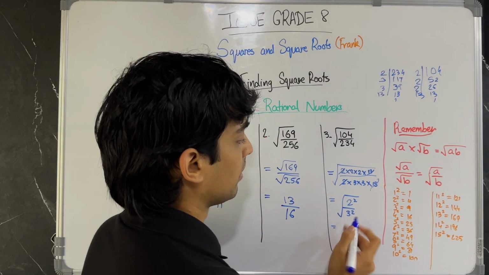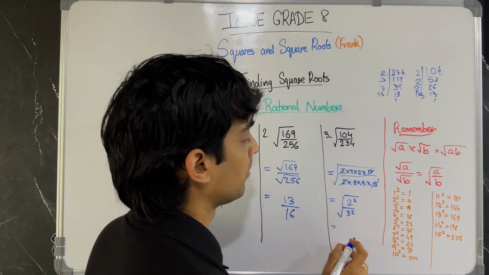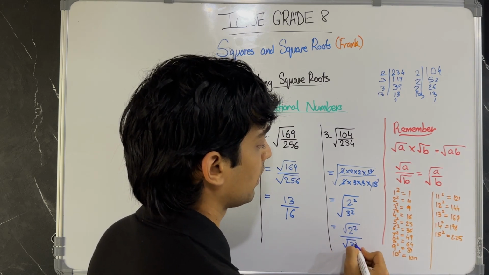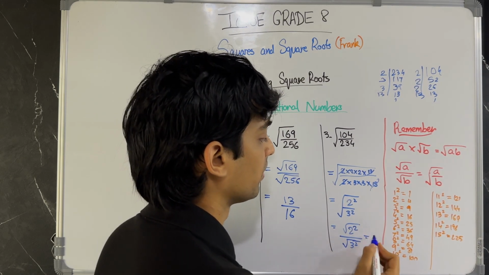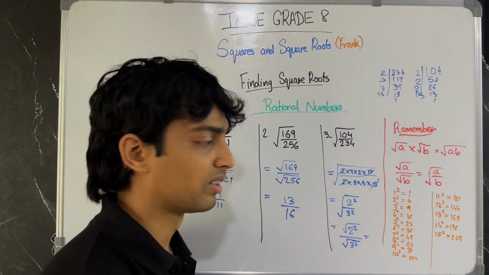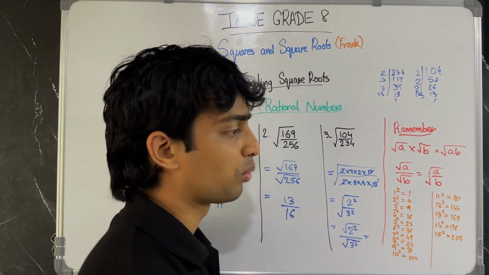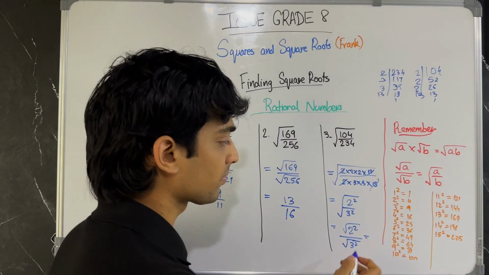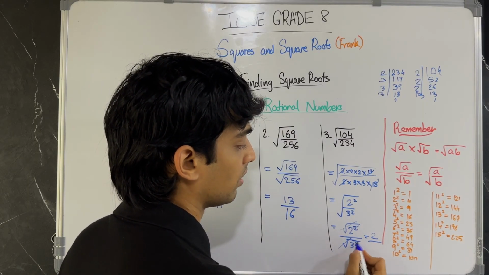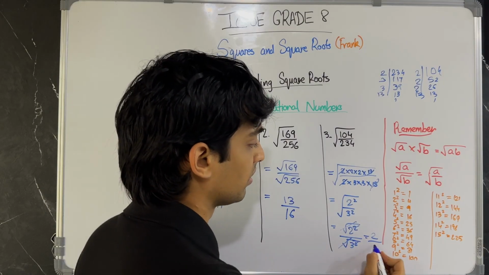Now we can distribute the root sign. So we'll get root of 2 square upon root of 3 square. Now what is the answer? 2 is squared and then we are doing the square root. 3 is squared and we are doing the square root. So the number will be the same. So this is 2. Root and square get cancelled out. This is 3. This is the answer.